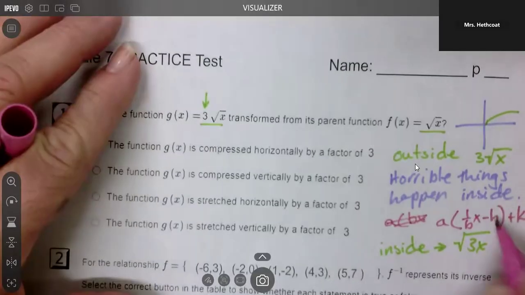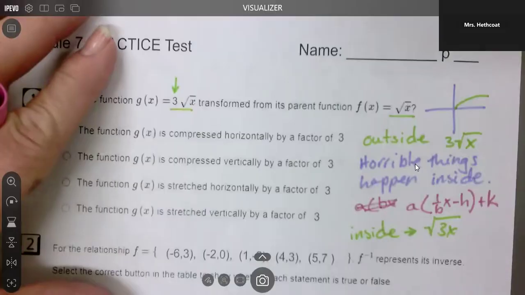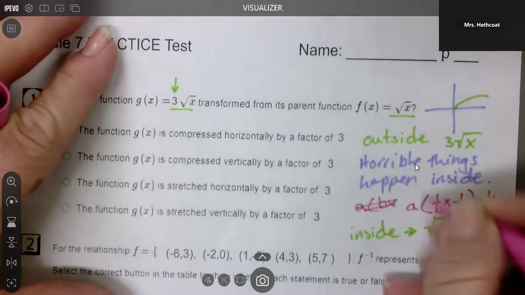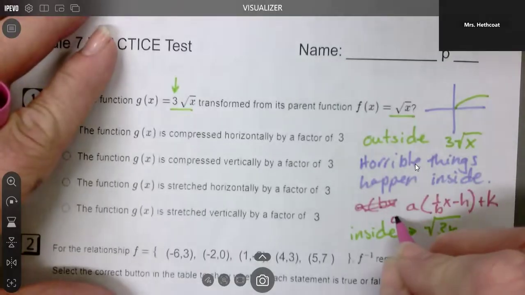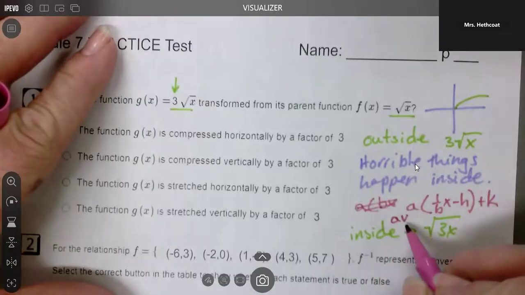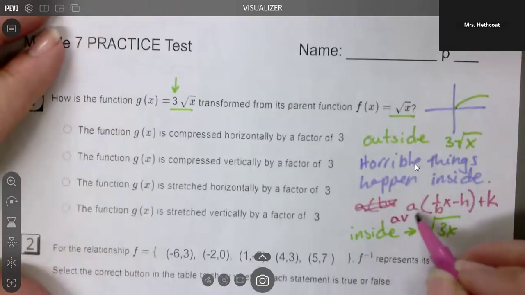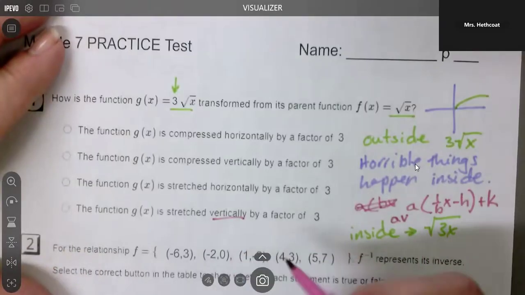Where the horrible horizontal things happen inside the parentheses, but then the outside, so the a and the k are vertical changes, all right? I think we talked about it and we said, oh, AV, we live in the AV, and A is a vertical change. So since we have a 3, which is on the outside, and it's going to be a vertical change, so it's going to be one of those.